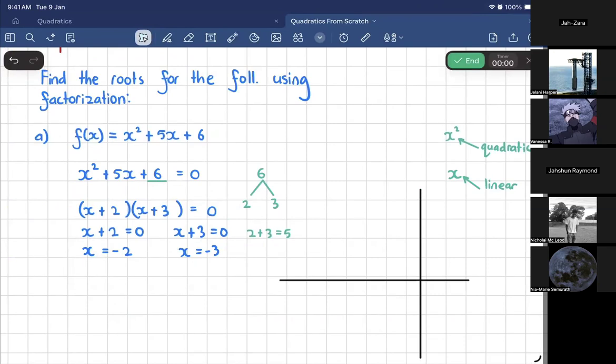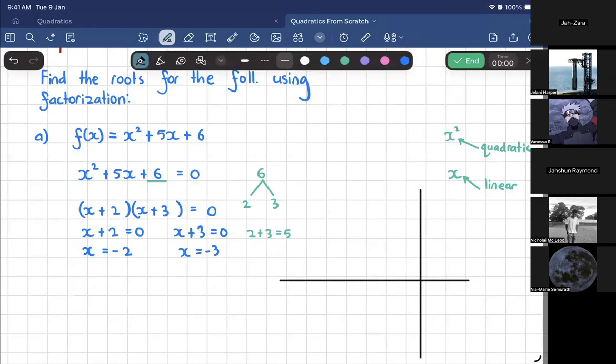What did you say, sir? I'm saying, what are the x-intercepts? Negative 2 and negative 3. Excellent. Negative 2 and negative 3. So we could say that negative 2 is over here and negative 3 is over here.